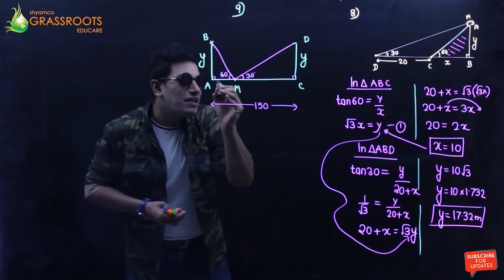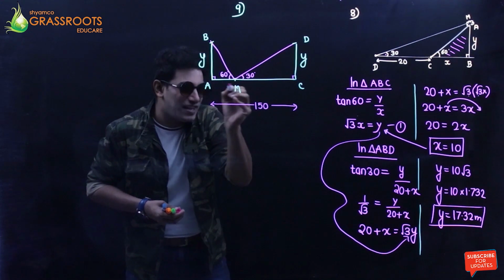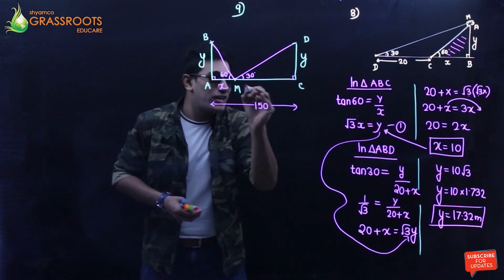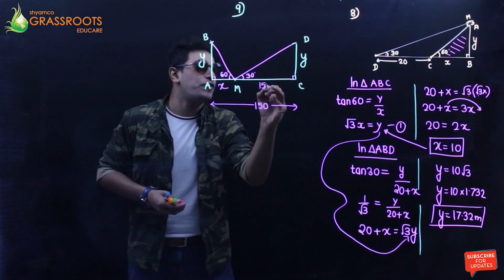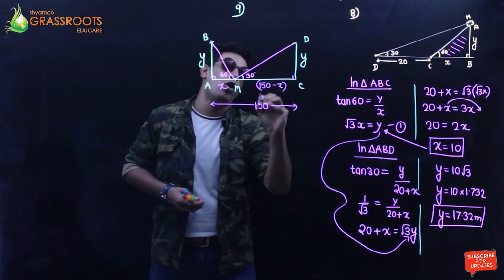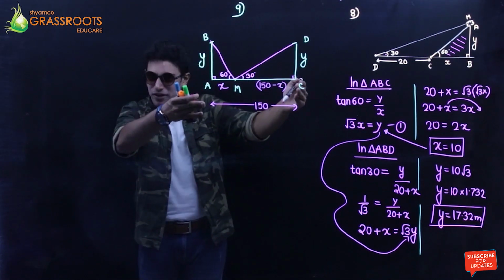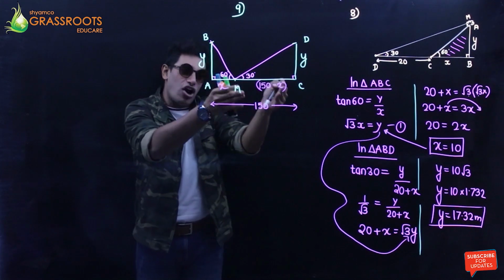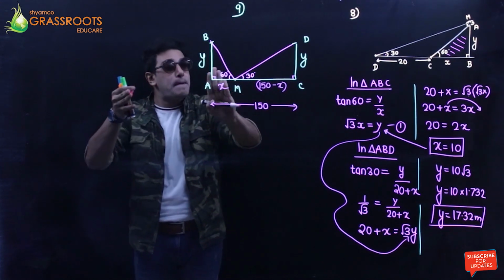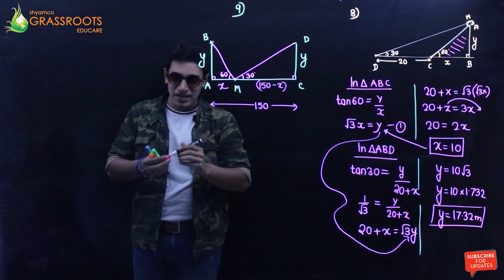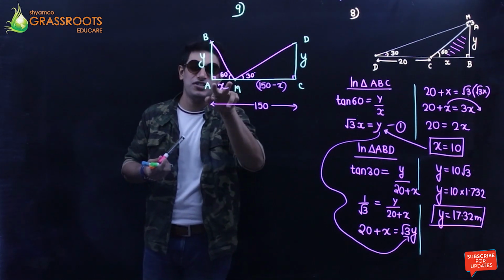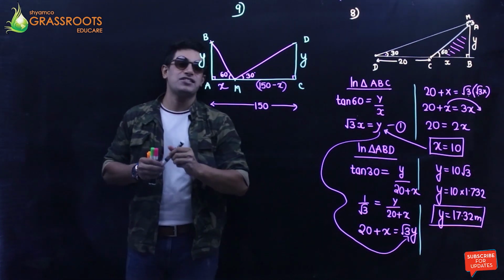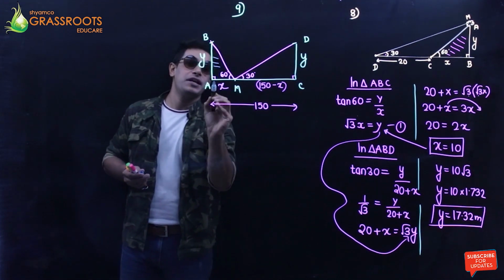Let this distance AM be X. So can I say that MC will be 150 minus X? If the entire is 150, and one small portion is X, the other portion is 150 minus X. Perfect. I need to find this distance X and the other distance. First, I'll start with this triangle, ABM.